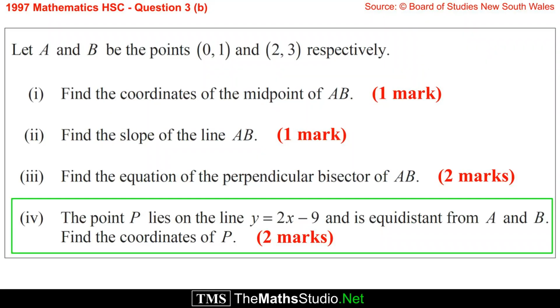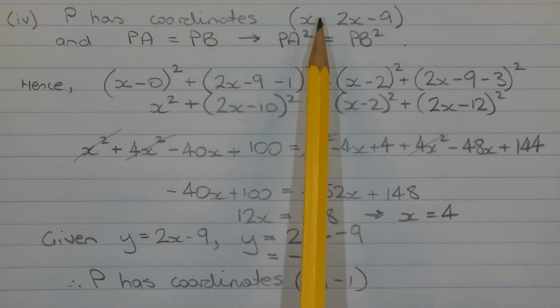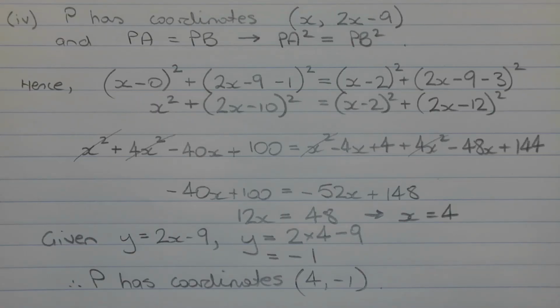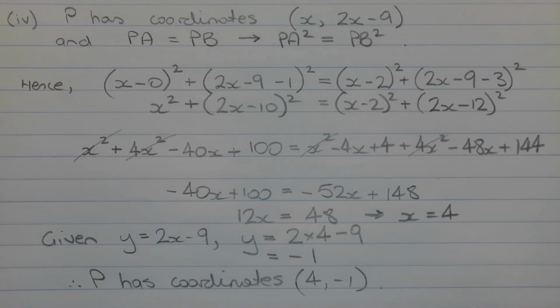Part 4. The point P lies on the line y equals 2x minus 9 and is equidistant from A and B. Find the coordinates of P. Since point P lies on the line y equals 2x minus 9, this implies that P has coordinates (x, 2x minus 9). Now it's given that point P is equidistant from points A and B. That means the distance from point A to P is equal to the distance from point B to P. So this means that PA is equal to PB.